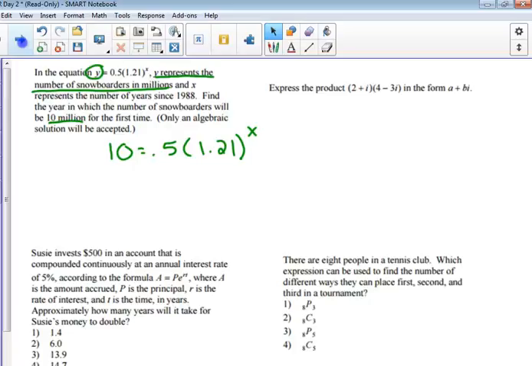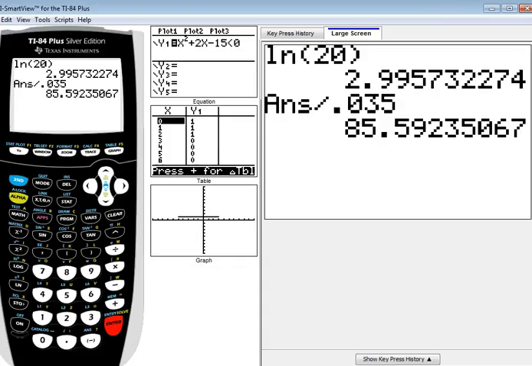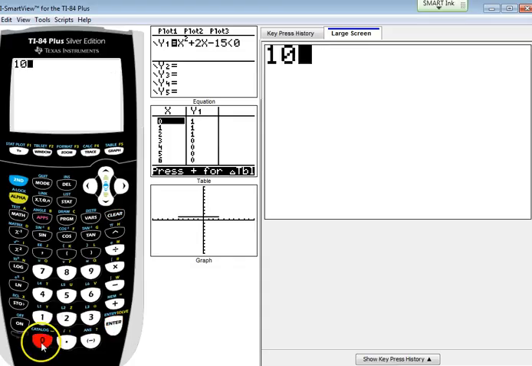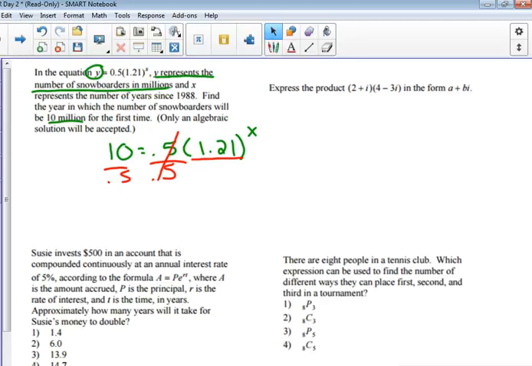If you can't get it, think about it this way. If you try to get the base alone, what this x is connected with is only that 1.21, right? Only group with that. So if we divide by 0.5 to get your base by itself, you're going to get 20. So 20 equals 1.21 to the x.